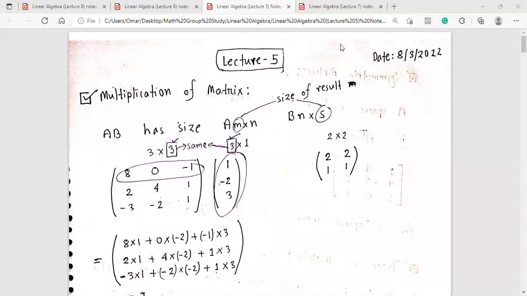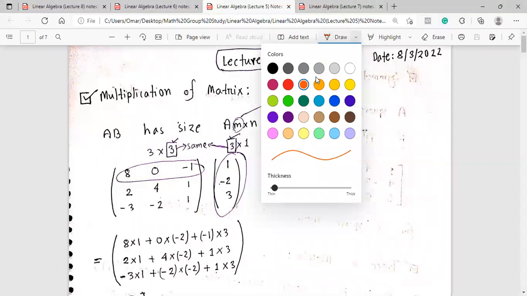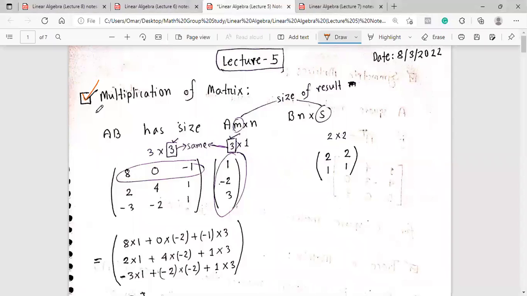So here is our linear algebra lecture 5. So the first topic is the multiplication of matrix.